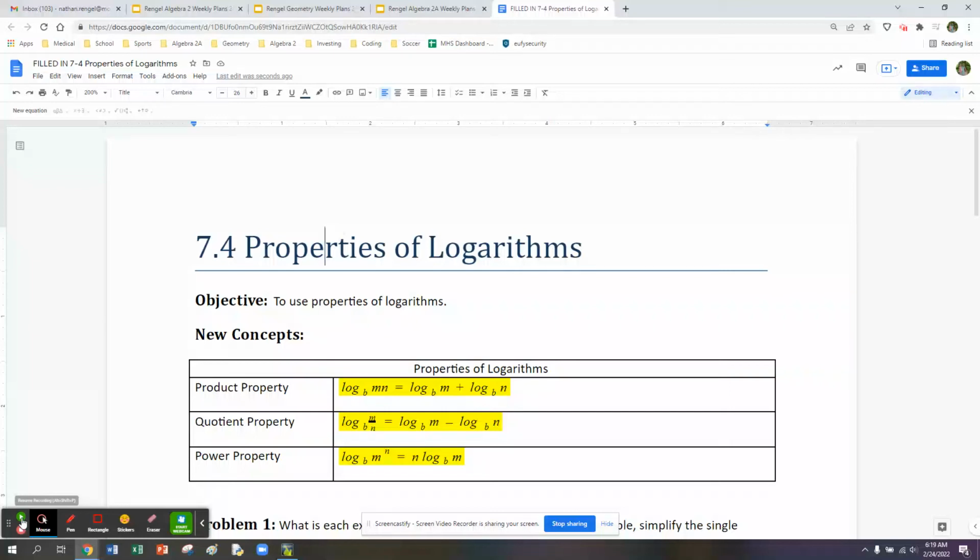Hello, Algebra 2, and welcome to Lesson 7.4, where we're going to expand our knowledge with logarithms. Some background knowledge that we're going to need is how some exponent rules work.